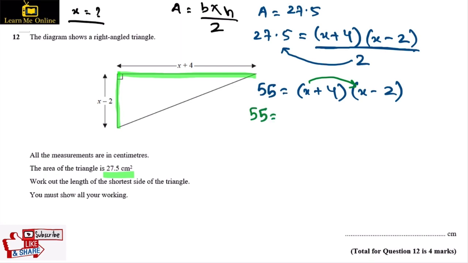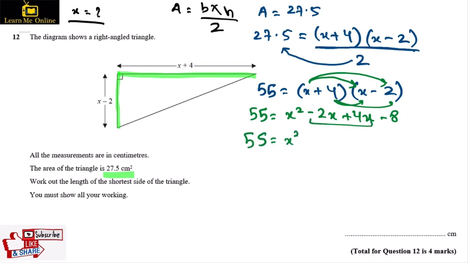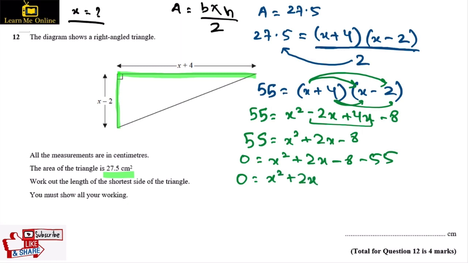So this 55 remains the same. x times x makes x squared. Then it's minus 2x, then it's plus 4x, and then it's minus 8. 55 equals x squared. When you simplify them together, minus 2x plus 4x would be plus 2x, and minus 8. You bring everything to one side, so you'll be having x squared plus 2x minus 8 and minus 55. And you'll be having x squared plus 2x. When you do minus 8 and minus 55, it would be minus 63.